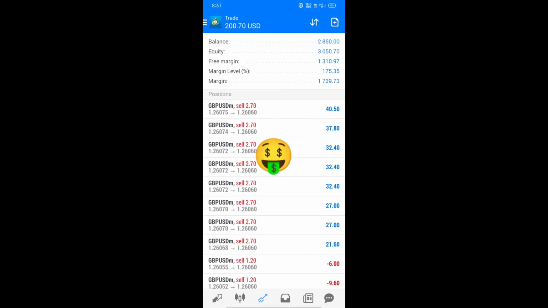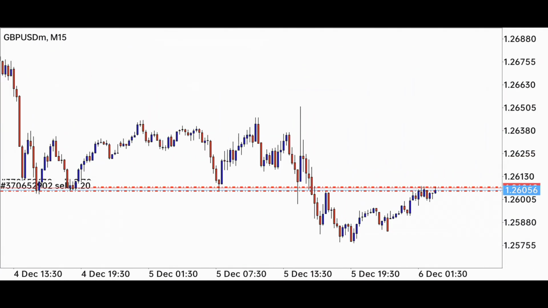Wow guys, we have seen very good profits. It seems that our goal will be achieved soon. We have $2,850 in our account, which we will grow with high probability setup. Let me explain the market pattern to you.